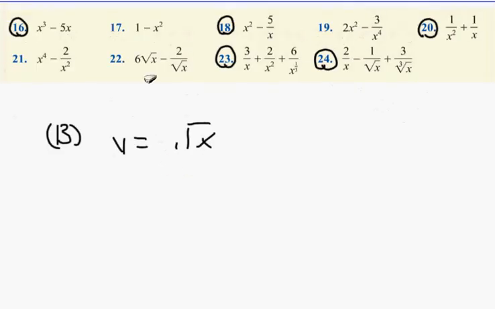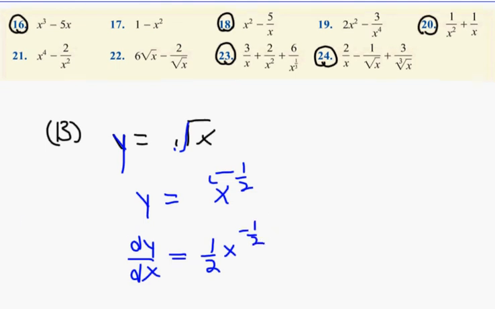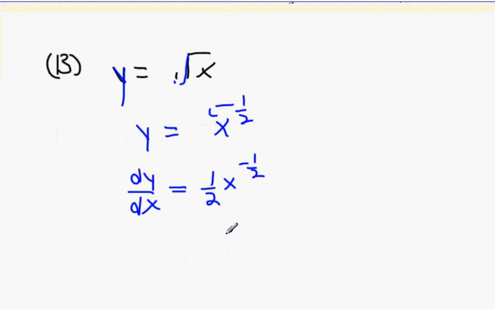Now that number 11 is done, what we're going to do next is root x. You have to change root x straight away into x to the power of a half. Sorry, y equals x to the power of a half. Now that you've done that, you can differentiate, which means that you bring a half to the front, take away 1 from a half.